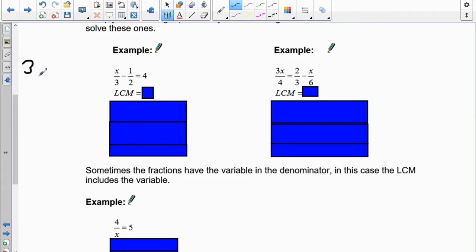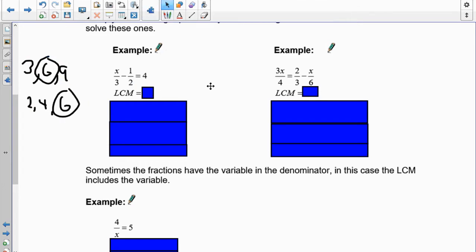You got 3, 6, 9, and the 2 is 2, 4, 6. Now you notice that there's a 6 here and a 6 here. So my LCM, my lowest common multiple, is a 6. That means I have to multiply everything by 6.